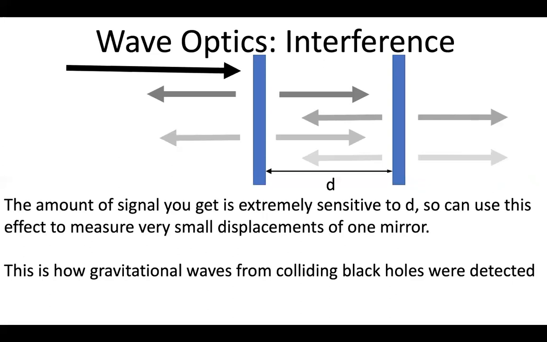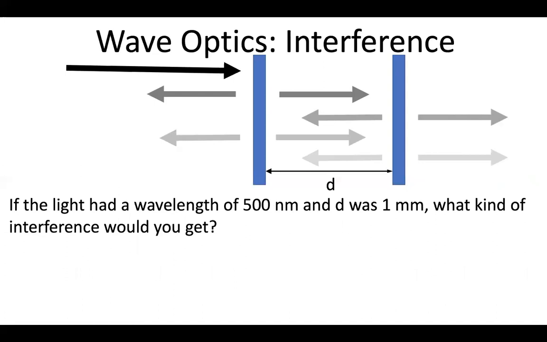But there's another aspect to it that's important. It's that it's wavelength dependent. So for example, just to give a sense of how this sort of thing works, if we were using light with a wavelength of 500 nanometers and D was about a millimeter, what kind of interference would you get? Would you get constructive or destructive? Try it. Figure out what you get.